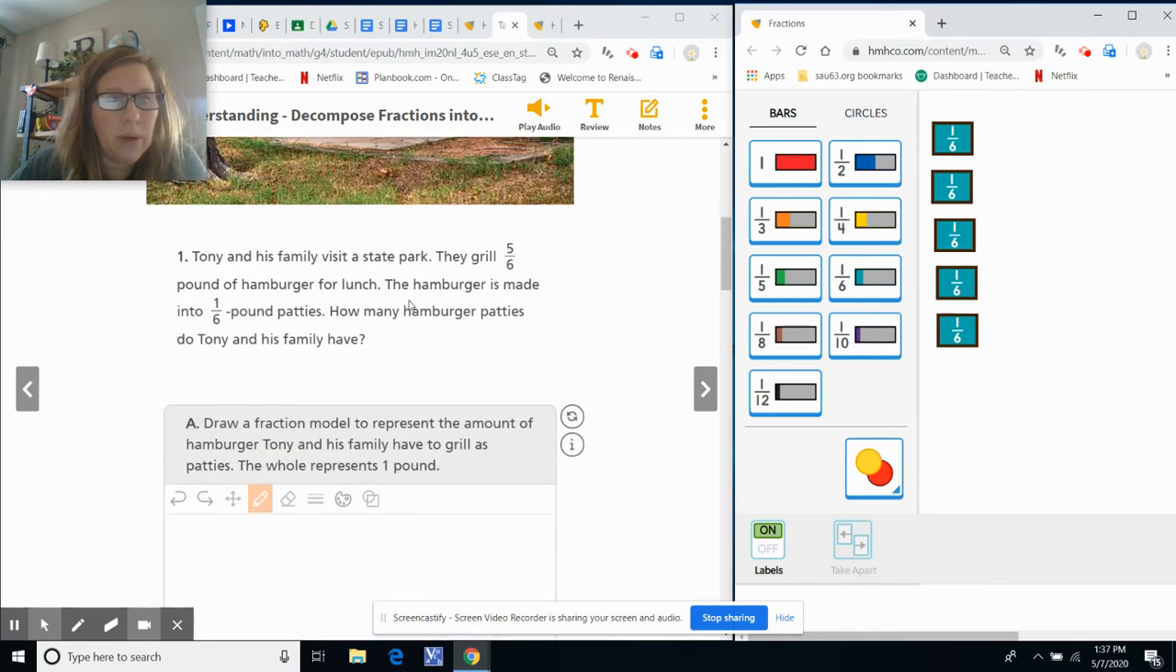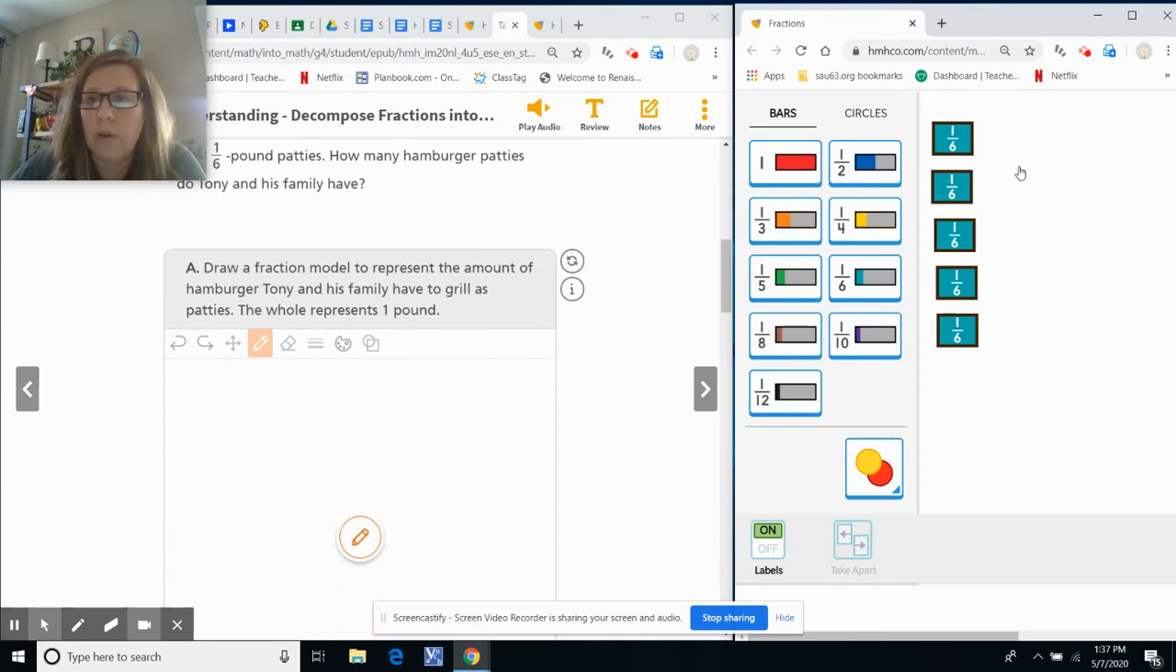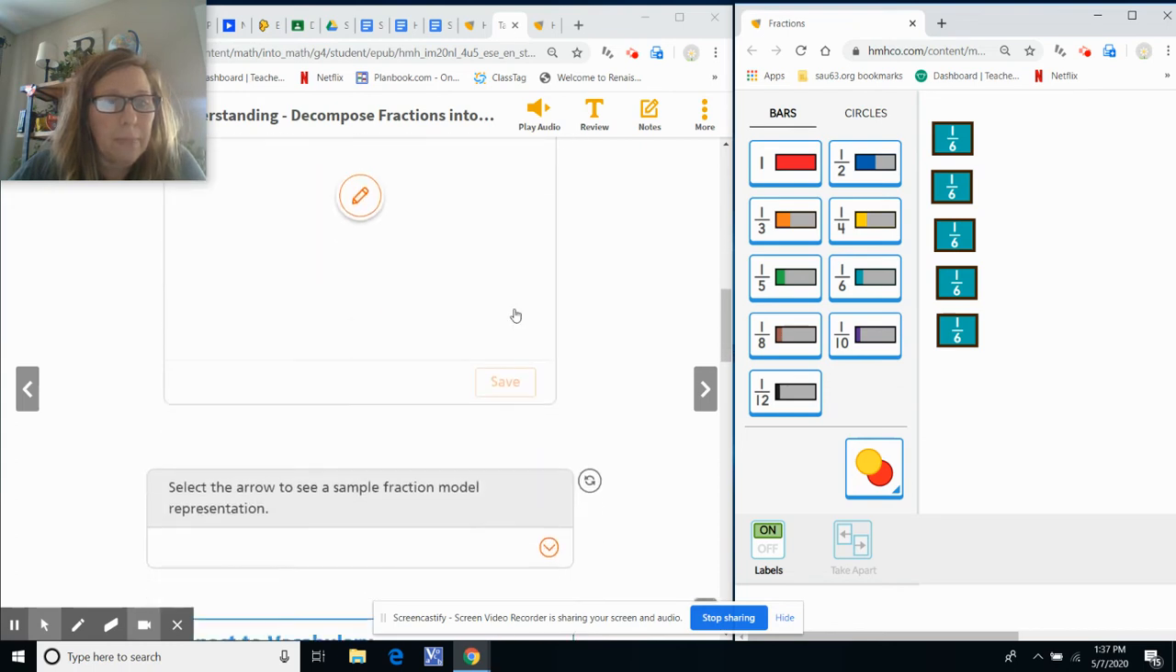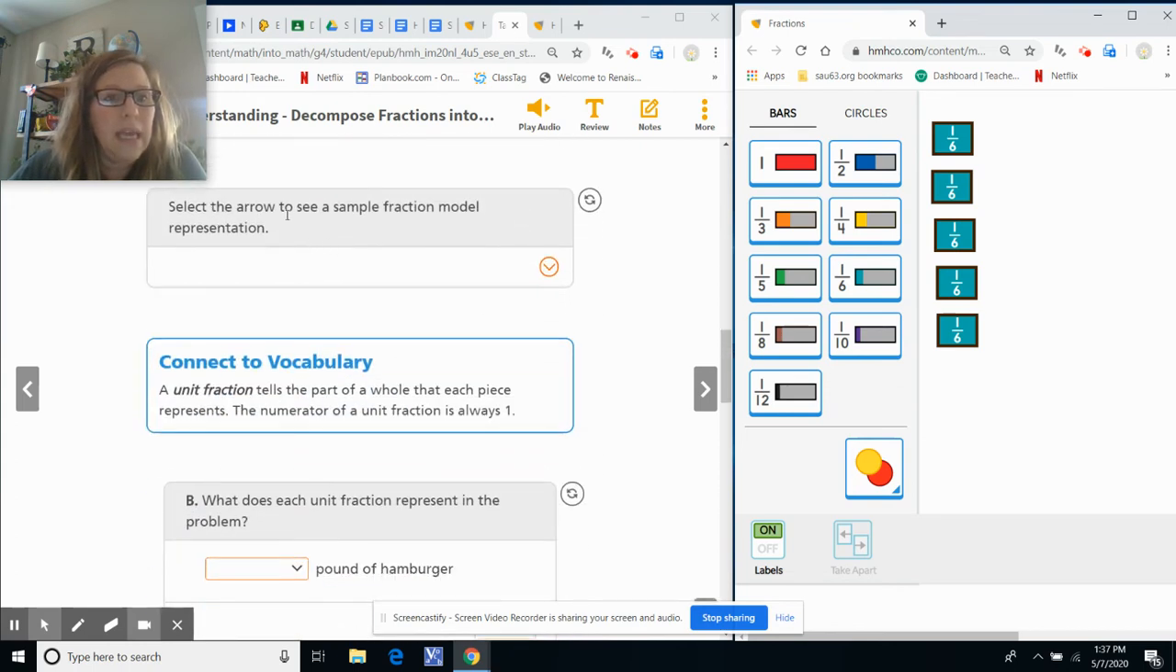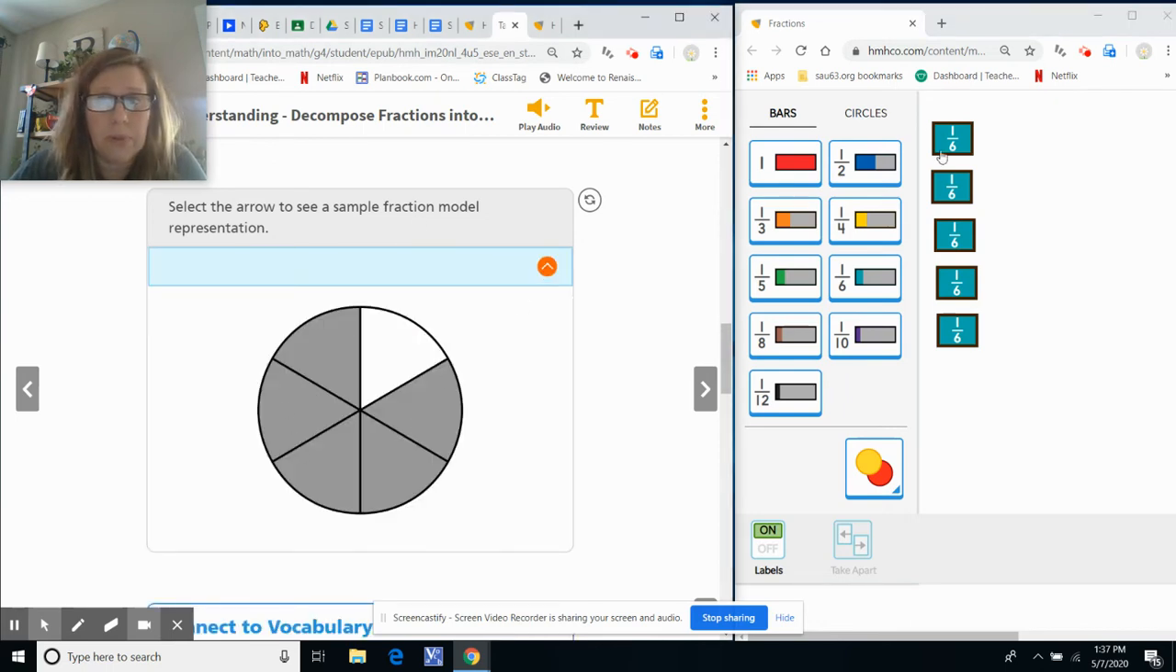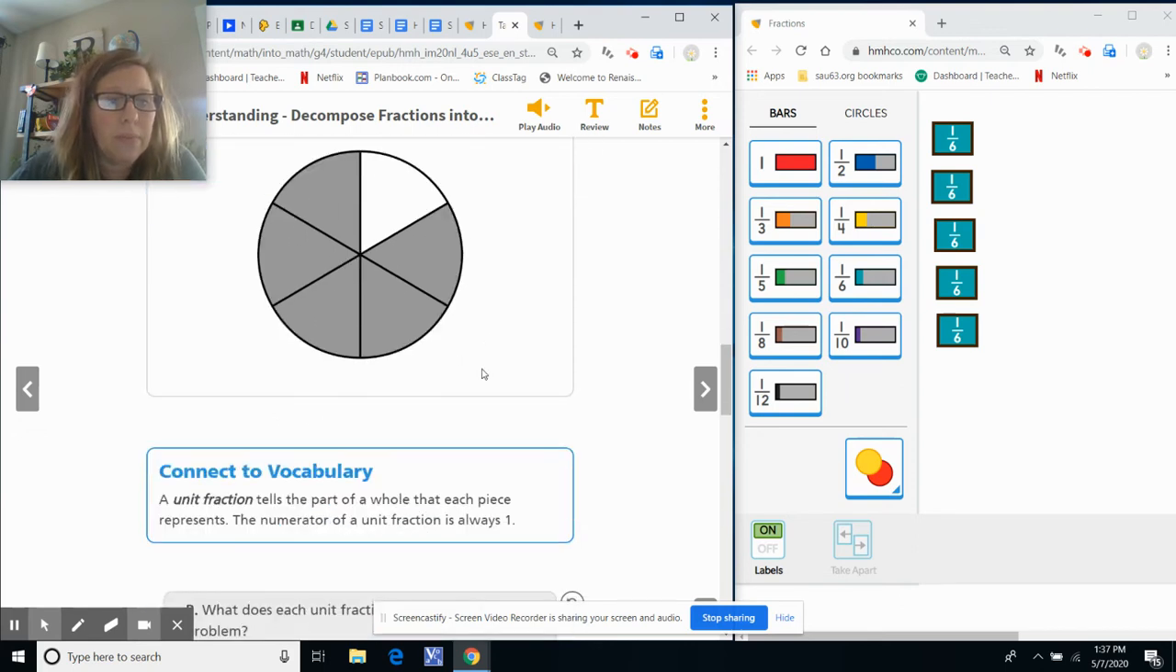Let's go back to the word problem. Now that we understand what they're talking about, it's talking about the hamburger meat and making them into hamburger patties. So how many pounds of meat are going to be in one of those patties? It's going to be 1/6 of a pound of hamburger meat. Okay, so we represented in fractions using the models what we're talking about. So select the arrow to see a sample fraction model representation. We drew this one right before I put the bars up here. So we have here the fraction model, so we can represent it in a model form.